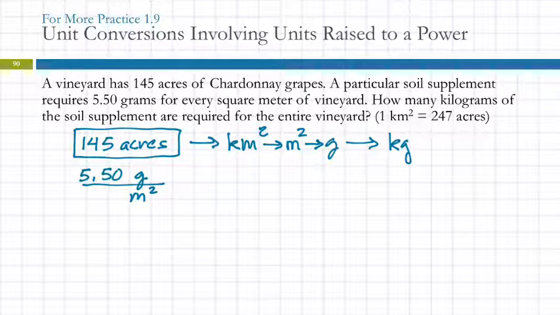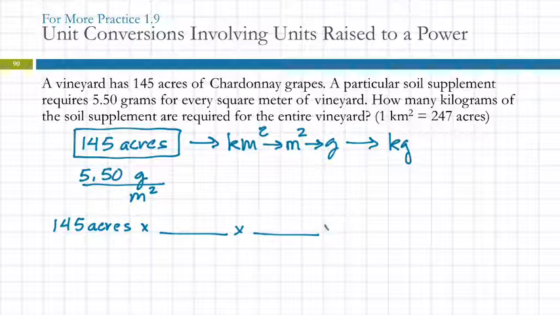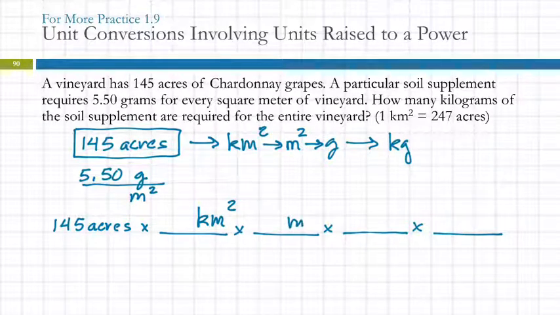So I've got 1, 2, 3, 4 arrows. Good grief. 4 factors. 145 acres. Can't spell acres. 1, 2, 3, 4. Okay, 4 fractions. Acres to square kilometers, to square meters, to grams, to kilograms. Exactly what I wrote in the path.